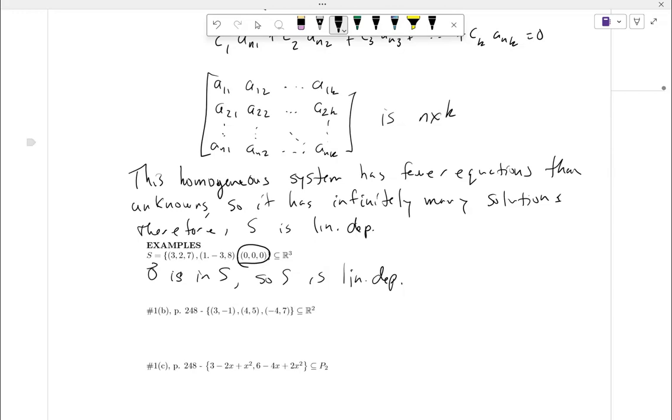How many vectors are in the set? 3. What are they all vectors in? R2. The number of vectors is bigger than the number of components, right? Okay. So for this one, the K here is 3, your N is 2. That's what illustrates that previous theorem, right? More vectors than components. So it's linearly dependent.